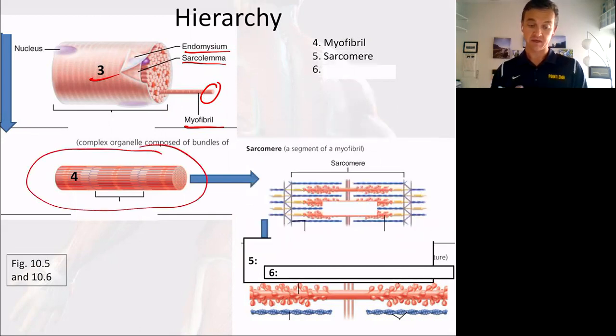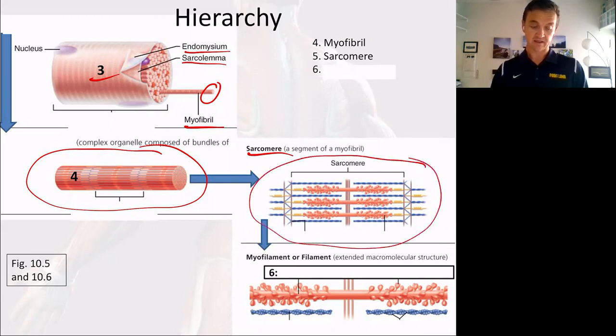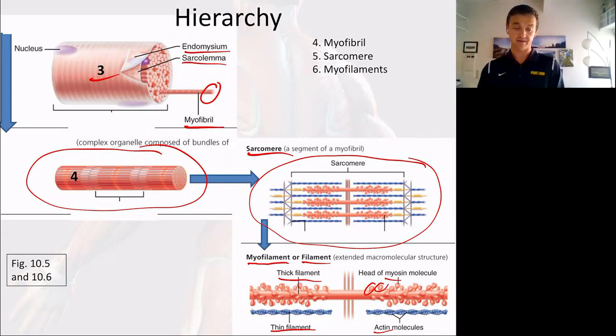Each myofibril is made up of a bunch of sarcomeres, and that's one segment of a myofibril. This is what a sarcomere looks like. And then that sarcomere is made up of a bunch of myofilaments, or we can just call them filaments, and those are proteins. Those proteins are the thick filament, which is myosin, and the thin filament, which is actin. Myosin has these little myosin heads. So that's the hierarchy. That's what it looks like. You definitely want to know that.